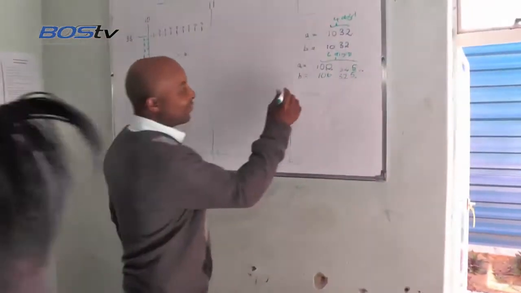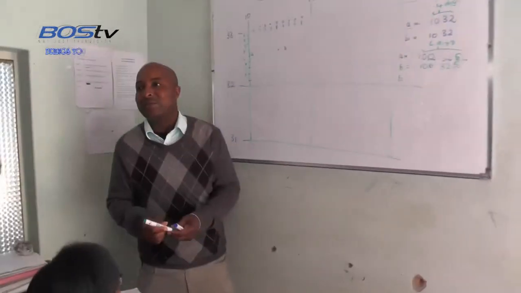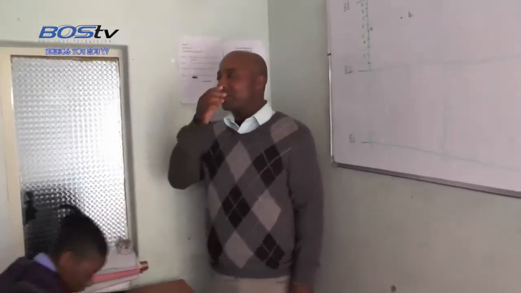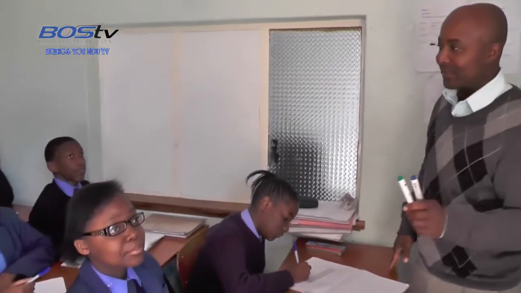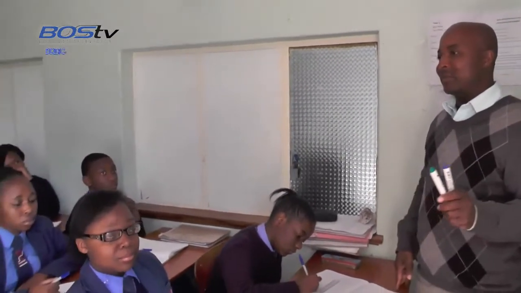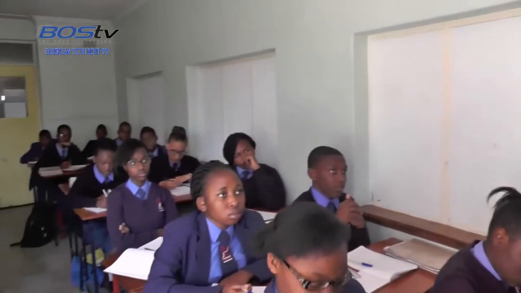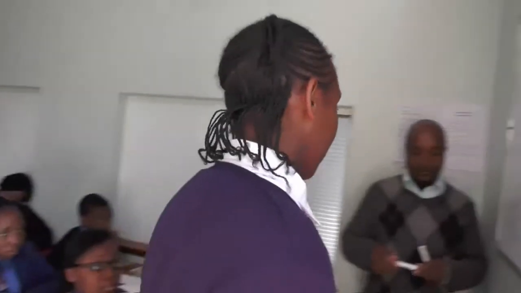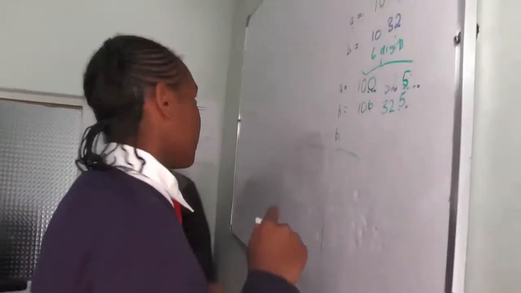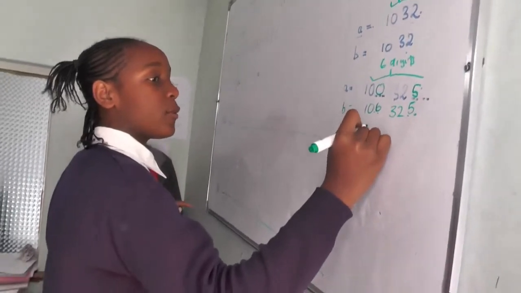I want someone again to come. Someone once more to come. I am doing this purposely. What I did on A is exactly what I want someone to demonstrate on B. Who wants? Yes. Notando? We're looking for the 6-figure grid reference of B. So first write the 4-figure.